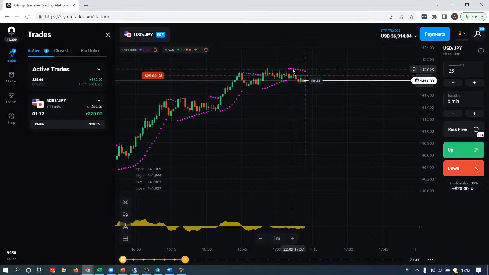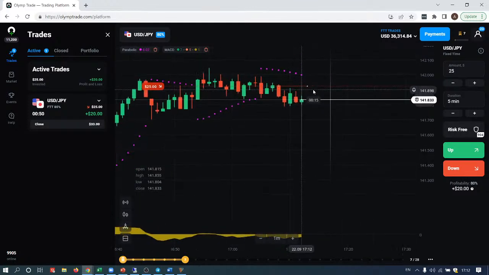Yes, that is a little bit different, I would say. That's completely different from the signal of the parabolic SAR, I know that. Just do some practice a little bit, and eventually you will get used to this, and you will start to understand how these indicators work. I'm sorry, guys. So what is the signal?